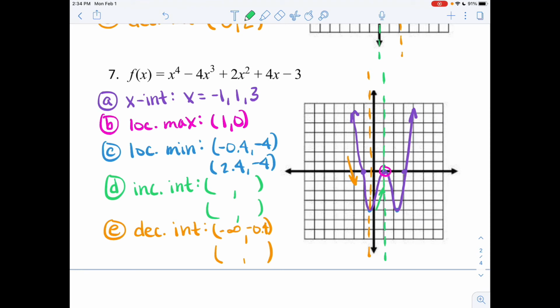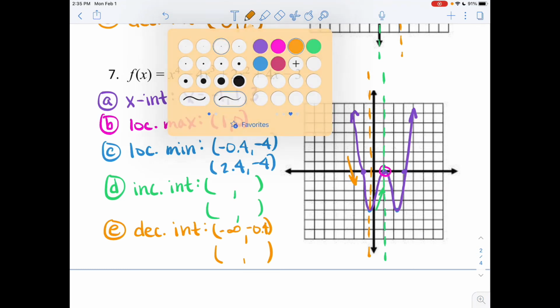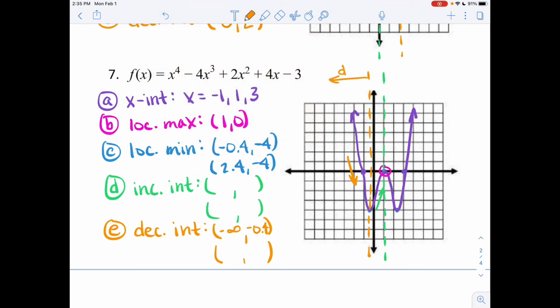So I have an increasing interval. Let's label these. This was decreasing over here. And then I have increasing in between -0.4 and +1. So this is increasing. So from -0.4 to +1. Again, wherever I left off on my decreasing is where I have to start on my increasing. So now I've said that I'm leaving off on my increasing at 1.